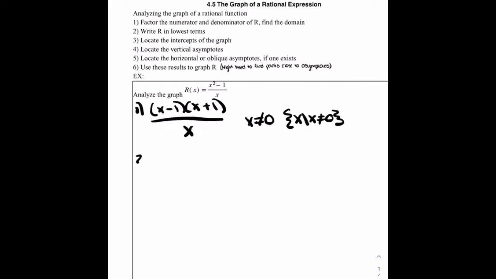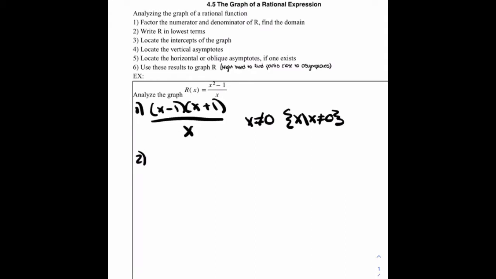So x squared minus 1 is a difference of 2 squares. x squared is x times x, and 1 is 1 times 1. So x minus 1 and x plus 1 will bring you back to x squared minus 1. And then the bottom is just x. We find the domain by setting the bottom equal to 0. So x cannot equal 0, and you can write that as x such that x cannot equal 0.